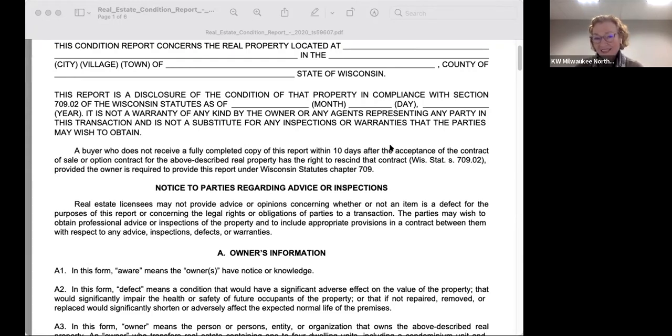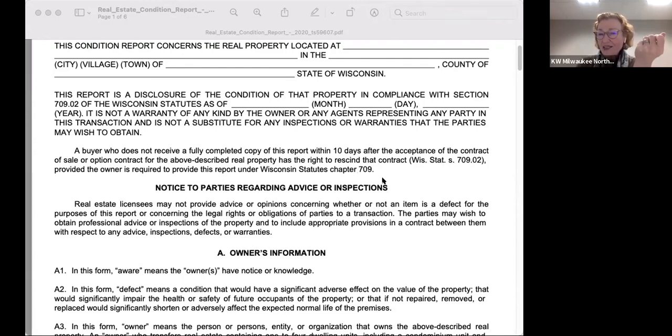So that's there for the reading, that's there for the seller to realize this: if he doesn't get this in a timely basis, and you have an accepted offer, but this buyer still has not received this completed form, the buyer can walk. The buyer can say, I never got the condition report within 10 days, I'm out of here. So make sure that the seller understands this.